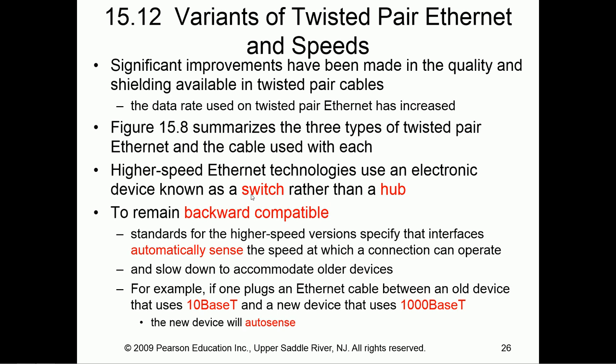Important things to remember is with our thick net, that's 10Base5, and thin net, 10Base2. With everything above our thin and thick net, that's 10BaseT. That could be 100BaseT, or that could be 1000BaseT. The T really just stands for our twisted pair. And they could be auto-sensing, meaning they can determine the speed of the cable.